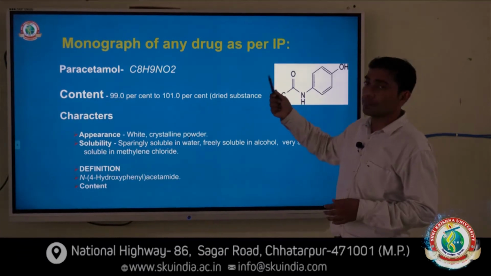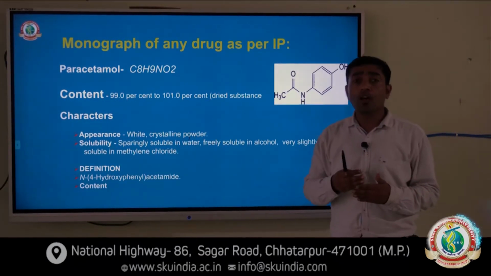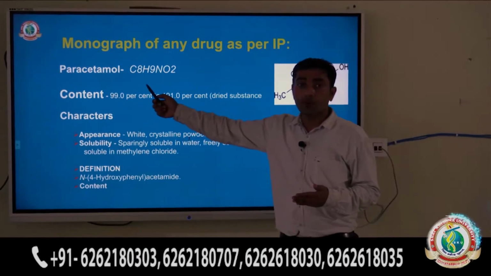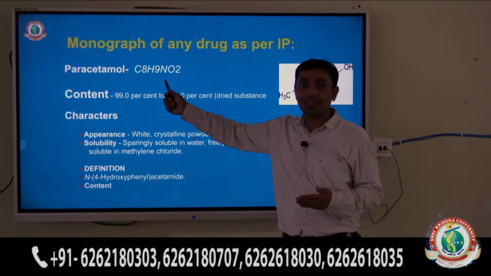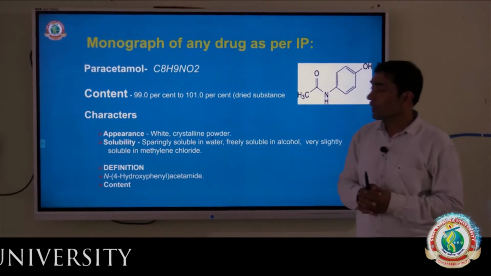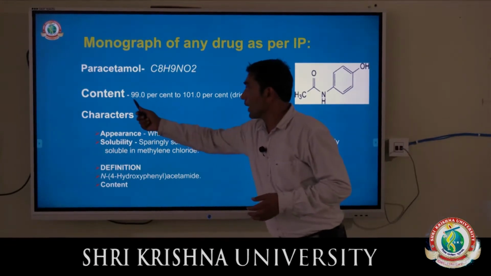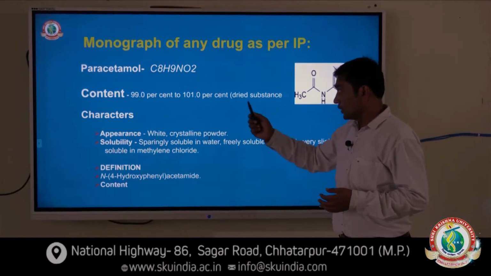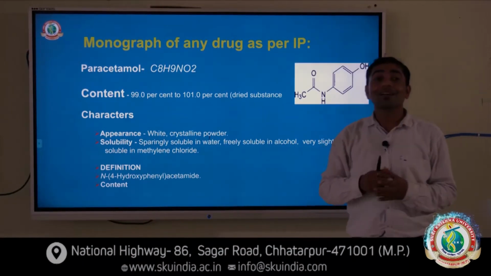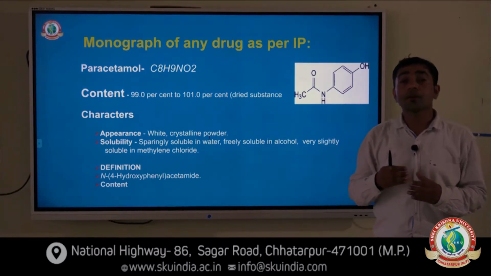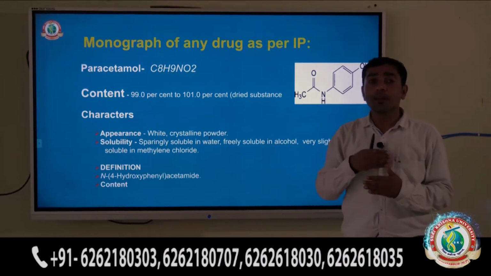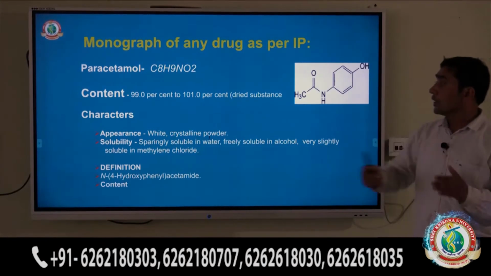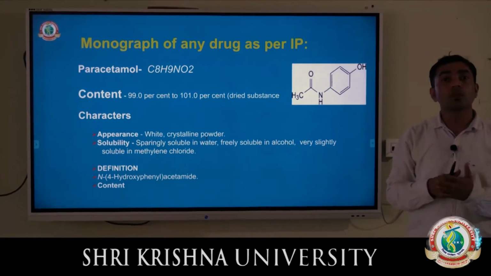Take the monograph of a particular drug as per the IP, like paracetamol. The paracetamol formula given in the IP is C8H9NO2. After that, the content is 99.0% to 101.0% as a dry substance. It is a rule that the content of paracetamol in a particular drug should be between 99 and 101%.